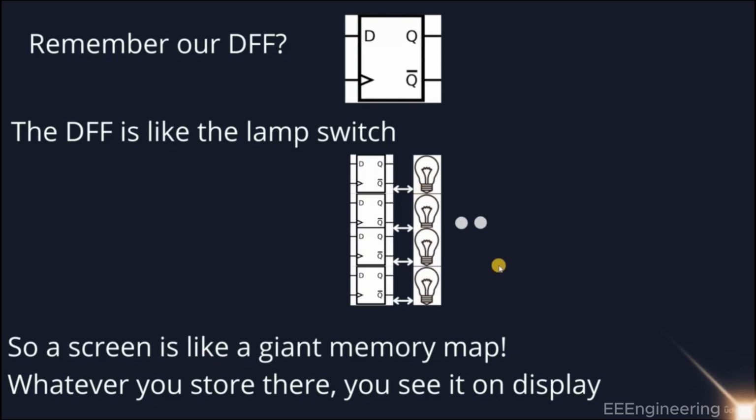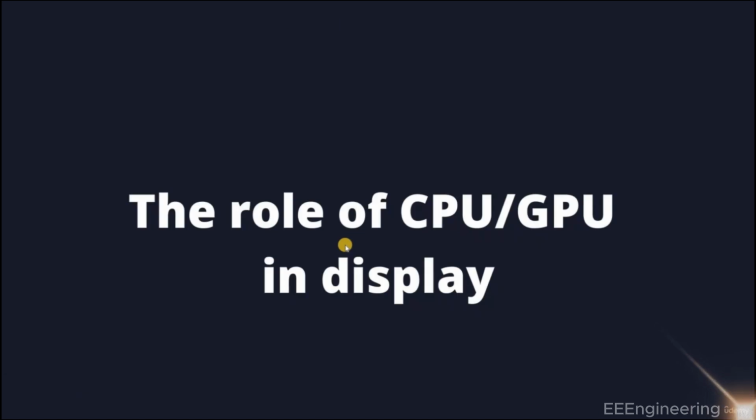So if you have a 200 by 200 screen, you're going to have 200 by 200 flip-flops and a 200 by 200 lighting unit connected to each flip-flop. And then whatever you store in here, you're going to see it on the light bulbs, which will give you the illusion that you're seeing shapes, numbers, or whatever you're seeing on the screen. You're going to form letters, you're going to form images, just by changing what you are storing in these storing units. Now, let us see what is the role of a CPU or a GPU in display.